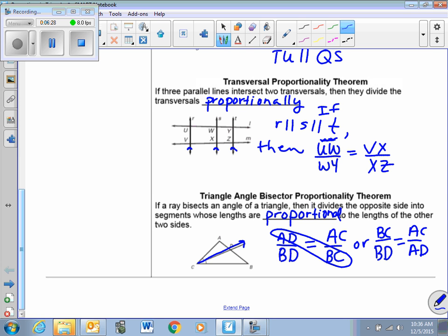So this would say BC times AD equals BD times AC. And this one over here would say that AD times BC equals BD times AC. So both of those are good proportions. All right, let's do some practice problems.